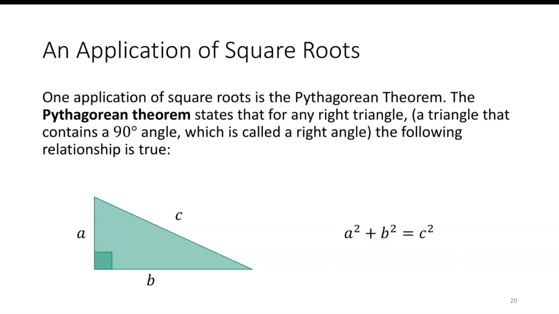One application of square roots is the Pythagorean theorem. The Pythagorean theorem states that for any right triangle, that is, a triangle that has a 90-degree angle, the following relationship is true: if the two legs of a right triangle are each squared and added together, that's going to equal the hypotenuse, or the opposite side, squared. Or simply put, a squared plus b squared is equal to c squared.